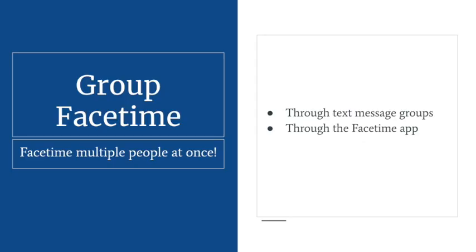And now we'll be going through how to group FaceTime, which is basically FaceTiming multiple people at once. The two ways you can get to group FaceTime is through text message groups or through the FaceTime app.